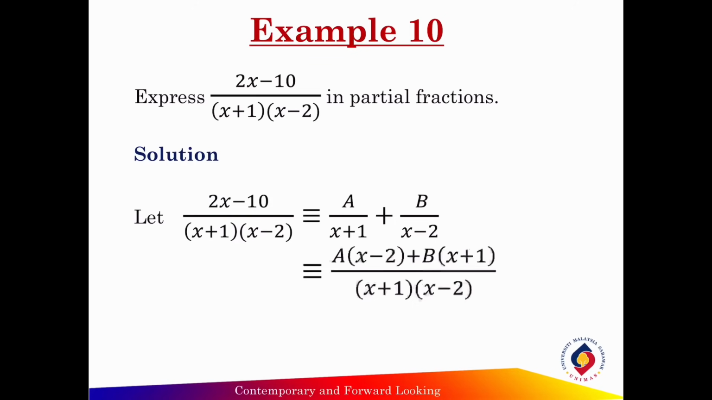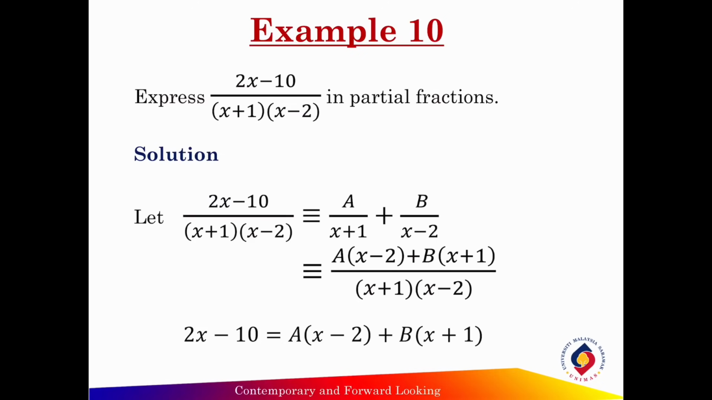and we have the same denominator, and because of this we know that we will have the same numerator. Hence we have 2x minus 10 is equal to A times (x minus 2) plus B times (x plus 1). So we're done with step number 3 and we get the identity. Now we can go to step number 4 in order to get the values of A and B. So we try to use the first technique where we substitute a value of x.